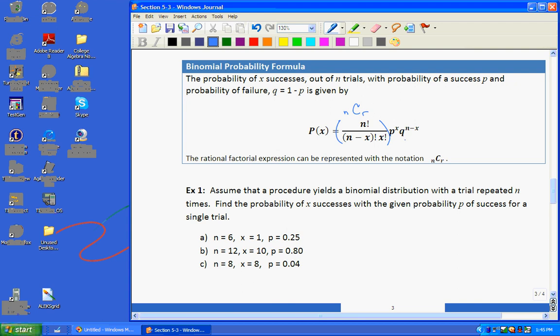Then q is the probability of failure raised to the n minus x. Well, remember, n is the number of trials and x is the number of successes. So the difference between the two gives us the number of failures. And just like in our example, we had 10 kids playing, 2 who were going to win. So 10 minus 2 gave us the 8 who were not going to win. So that's your binomial probability formula.